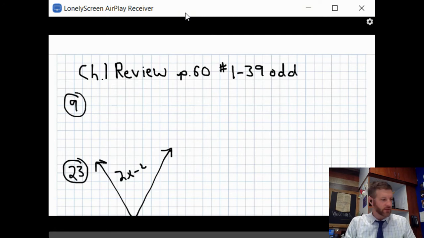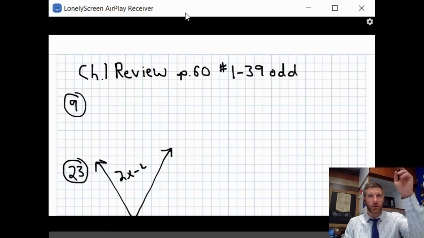Okay, so I've selected a couple problems. We're going to do 9, 23, 27, 31, 33, and 37. Number 9 is a drawing, an example of having to draw what is being described. And so number 9 says draw and label each of the following. Number 9 says line CD intersecting plane P at point B.